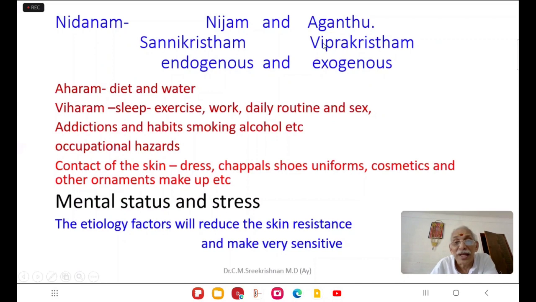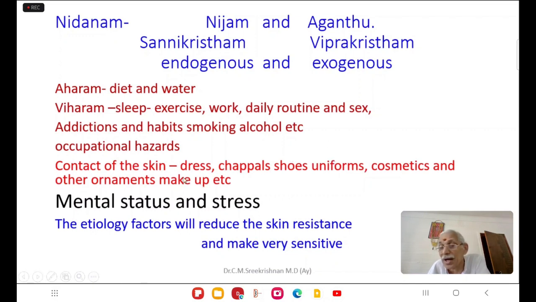So think about what is the Nidana. There are Nija and Agantu, or Sannikrishta and Viprakrishta, or we can call it endogenous and exogenous. So, Ahara, diet and water, is the cause of Nija. And Vihara: we have to consider the sleep, exercise, work, daily routine, and sex life. Addictions and habits, smoking, alcohol, etc. Occupational hazard: I told you, working in some factory which is manufacturing fertilizer. The people working there will get some problem. And contact of the skin by the dress, chappal, shoes, uniforms, cosmetics, and other ornaments, makeup like that.